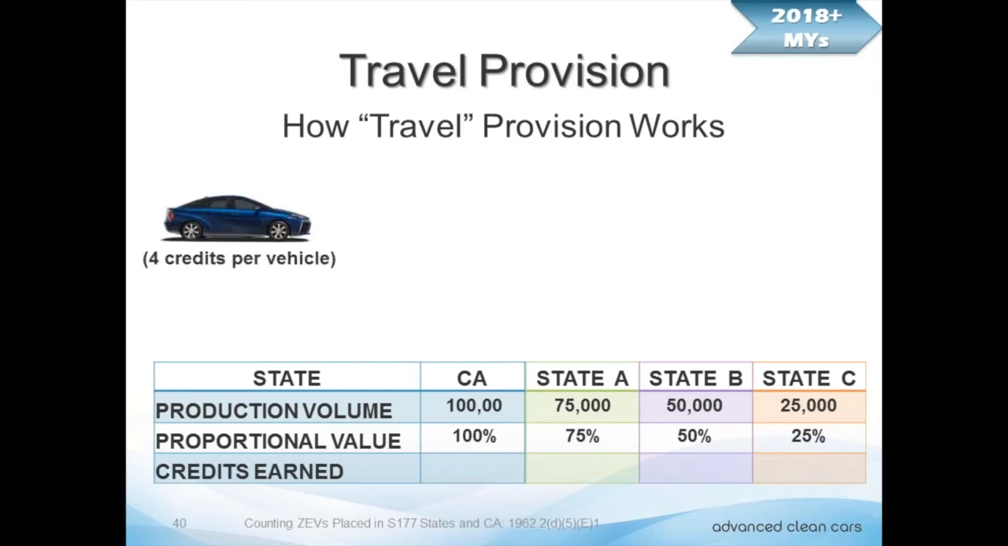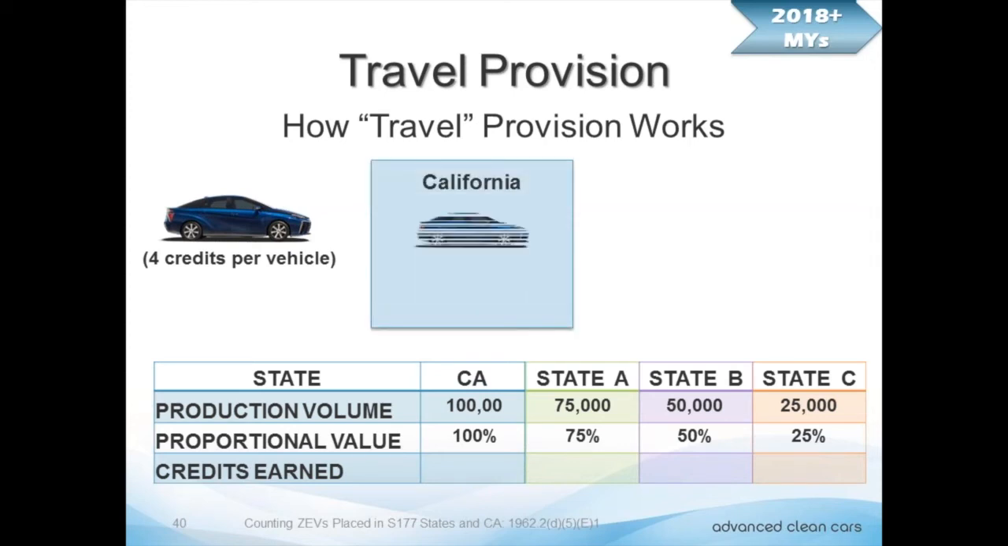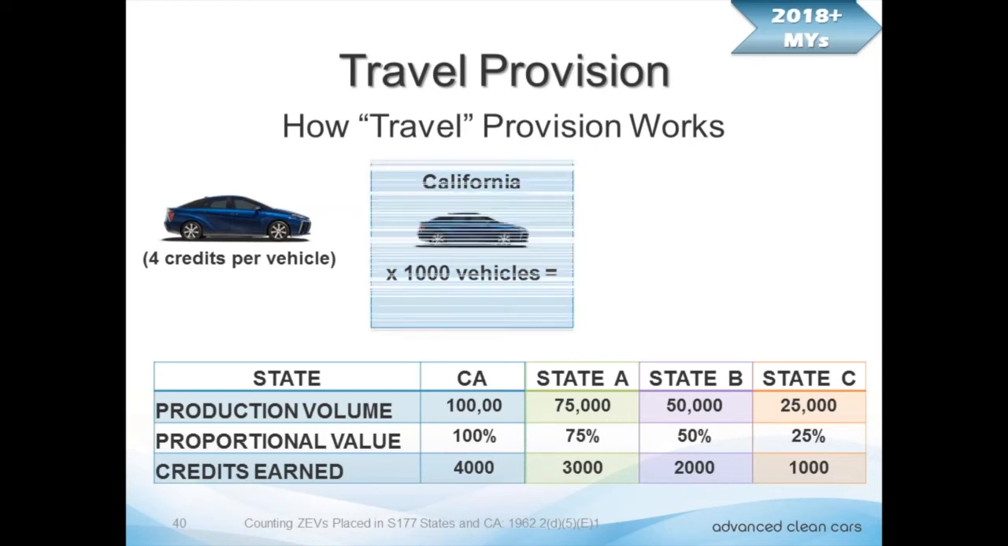In our example, your company produces a fuel cell electric vehicle that earns the maximum of 4 credits per vehicle. If you were to sell 1,000 vehicles in California, you would have 4,000 ZEV credits. Let's say you chose to travel all 4,000 of those credits from your California bank. As a result, you would keep those 4,000 credits in California. In addition, you would also earn 3,000 credits in state A, 2,000 credits in state B, and 1,000 credits in state C. One important thing to note is that as a result of travel, you earn these credits in all of the 4 states. You don't just choose one state to receive the traveled credits.